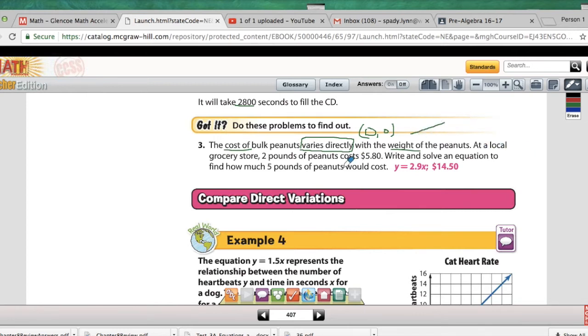In this case, at a local store, 2 pounds of peanuts cost $5.80. Okay, so we should be able to take $5.80 divided by 2, and we can get the cost of each pound to be 2.9. So the way we write that in our equation is y equals 2.9 times the number of pounds of peanuts. And then it says find out how much 5 pounds costs. So all we're going to do is substitute that 5 in for x, and we get that 5 pounds is going to cost $14.50.